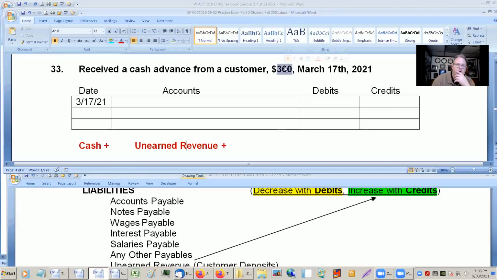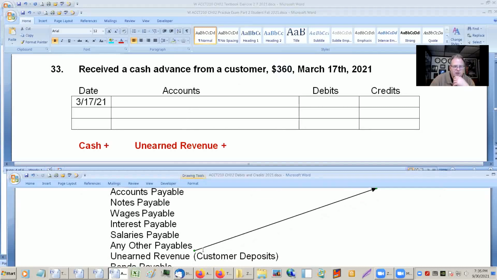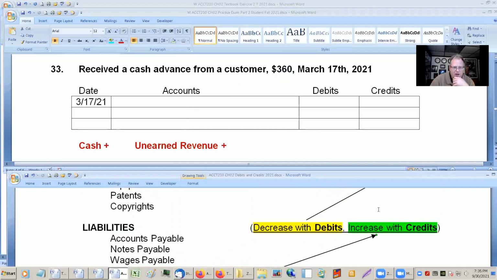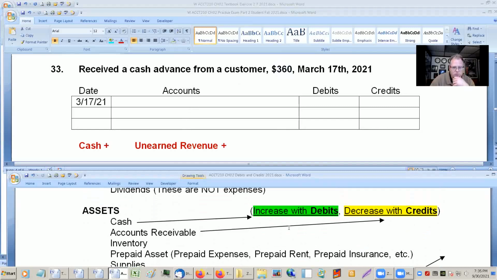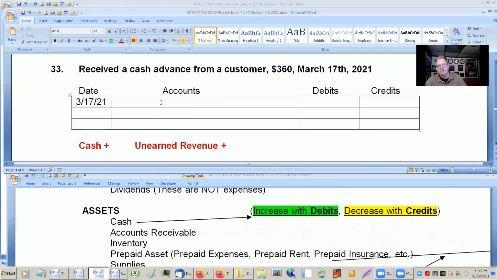Whatever it's for, our unearned revenue is going up with the increase of the credit. Our cash is also going up, so our cash is going up with a debit. So we have more cash, but we also have more liabilities now. And until we earn that revenue, it's going to be a liability.